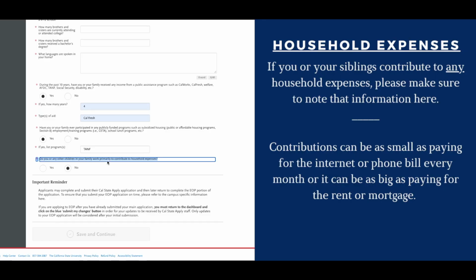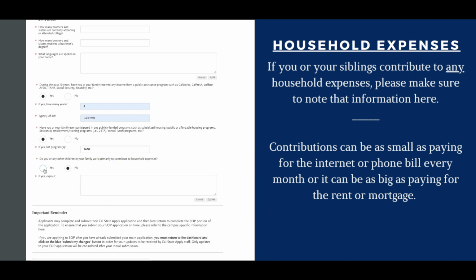Lastly, for this page, you're going to be asked whether you or your siblings work to contribute to your household income or household expenses that your family lives in. This can be as small as paying just for little bills on the side, or maybe as big as paying for the actual rent or the mortgage for the house that your family lives in.